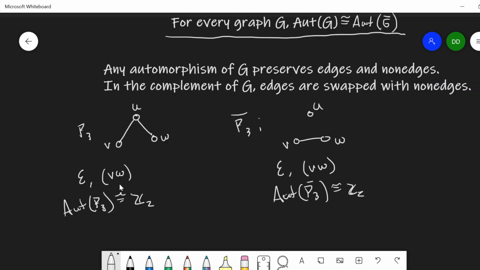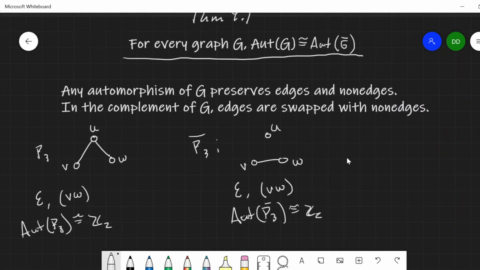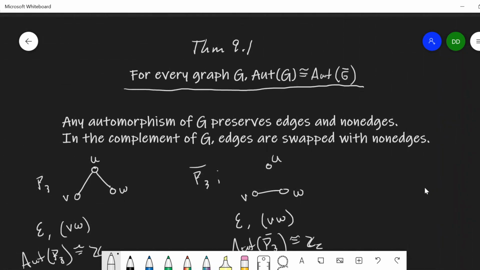So in P3, right, we have this automorphism swapping V and W. It preserved the edges UV, UW, and it preserved the non-edge VW. In the complement, VW preserves the non-edges UV and UW and preserves the edge VW, right? So edges are swapped with non-edges. However, the automorphisms preserve both edges and non-edges. So it also preserves edges and non-edges in the complement when those are swapped. And so in general, this is true that the automorphism group is isomorphic to the automorphism group of the complement of the graph. So this is a nice result.